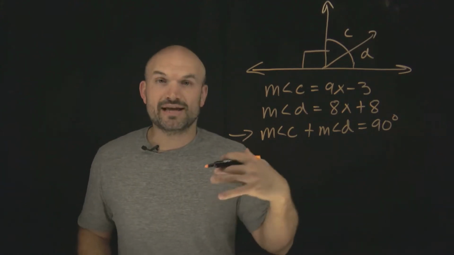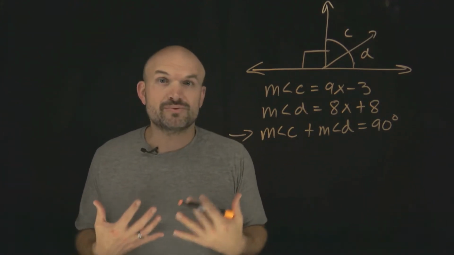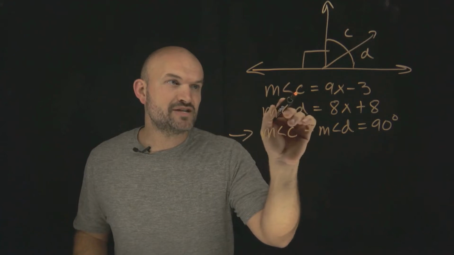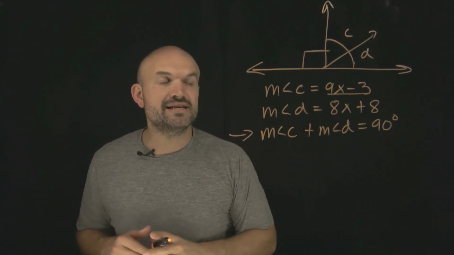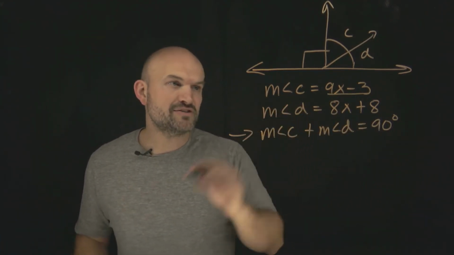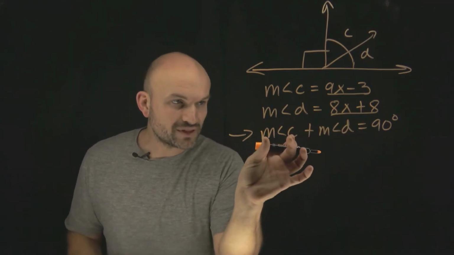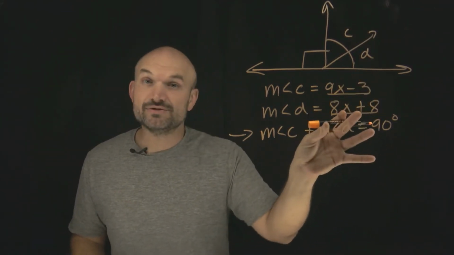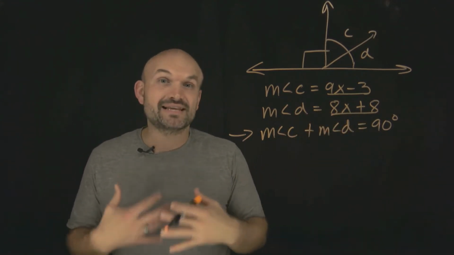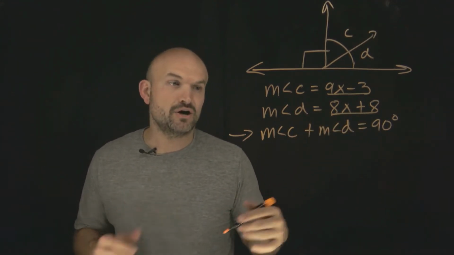Now what we need to do is look at what values or what expressions we have that represent them. And you can see measure of angle C has the expression 9x minus 3, and measure of angle D is equivalent to 8x plus 8. So now what I'm going to do is replace these two values with these two expressions. Therefore, I'll now have a linear equation that I can go ahead and solve.